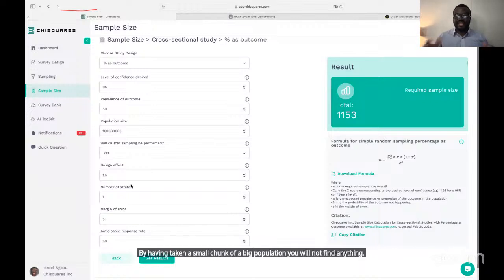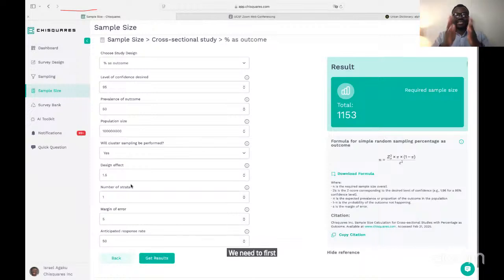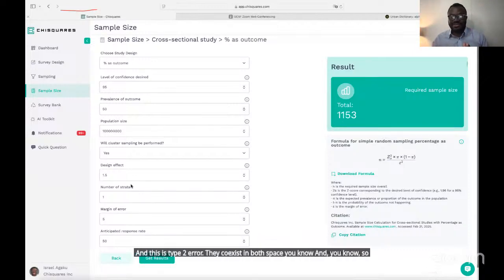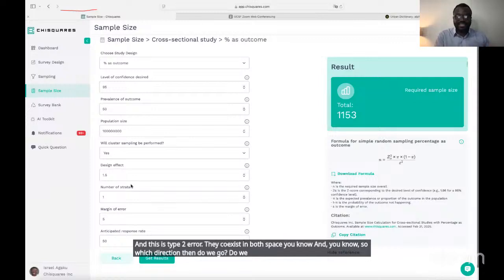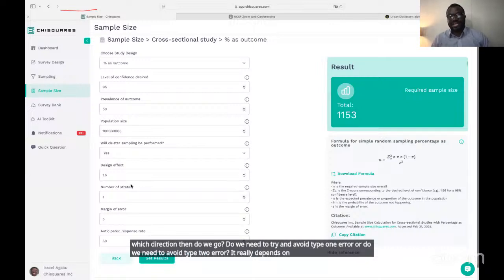So we need to first of all understand that it's not a clear dichotomy of, oh, this is type 1 error and this is type 2 error. They coexist in both spaces, and so which direction then do we go? Do we need to try and avoid type 1 error, or do we need to avoid type 2 error? It really depends on the space.